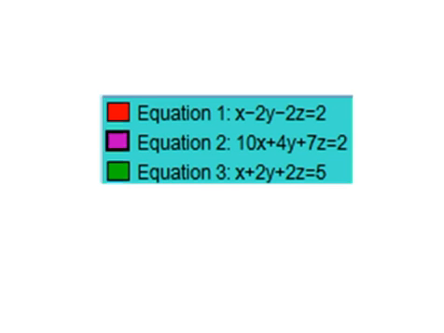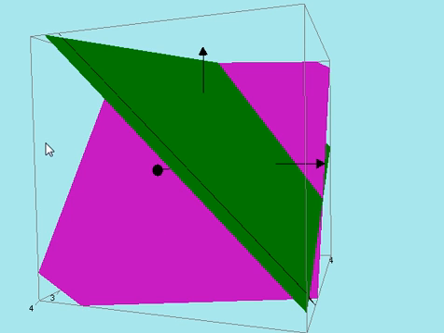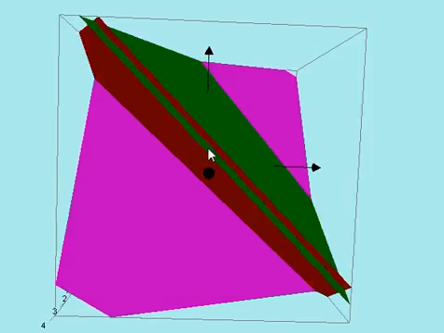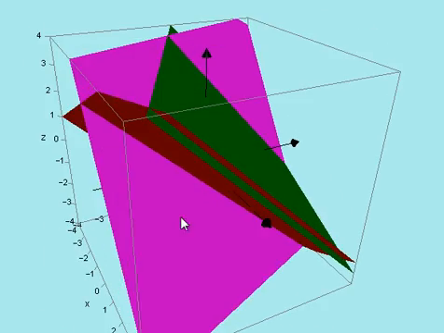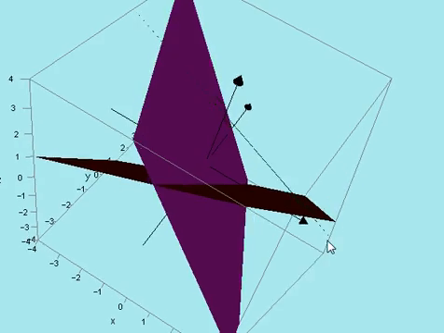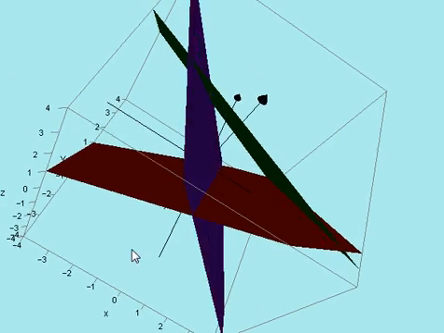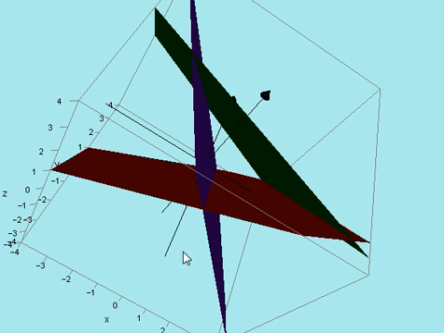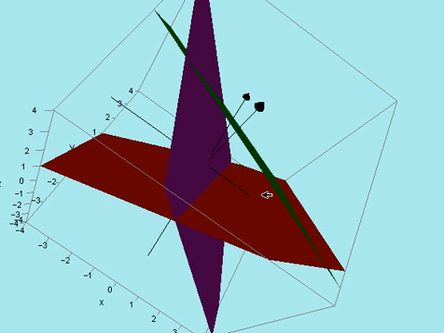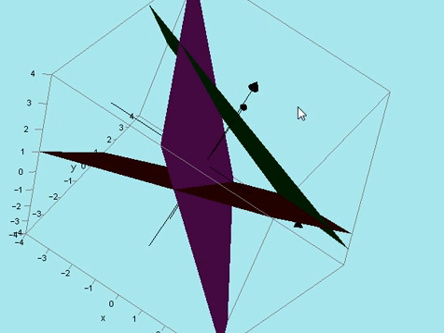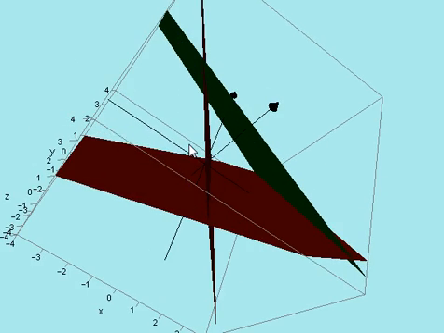Now a third and final example. We have our three equations here, and if we graph those three, we end up with this situation here. And if we rotate the object, you can see the three planes, while pairs of them intersect, there's no point of intersection amongst all three. There's no common point of intersection amongst all three planes.